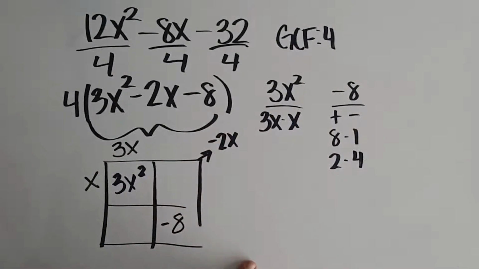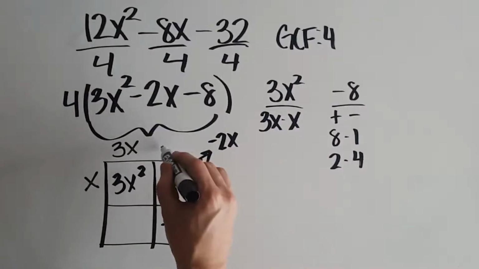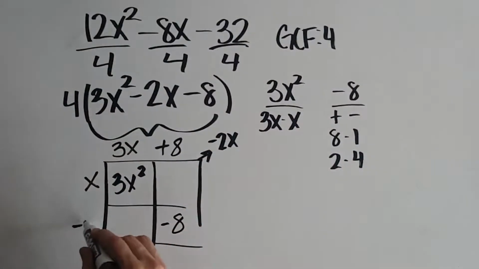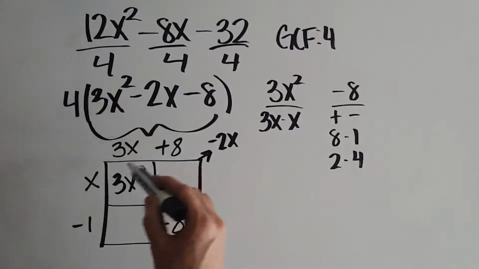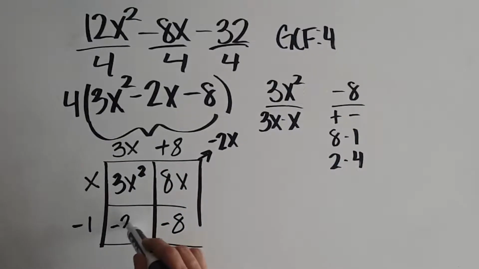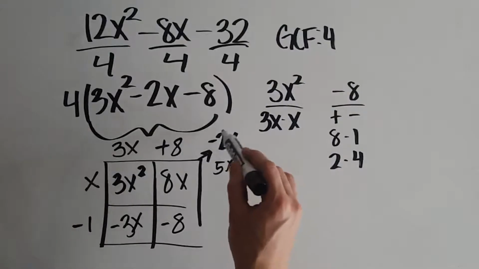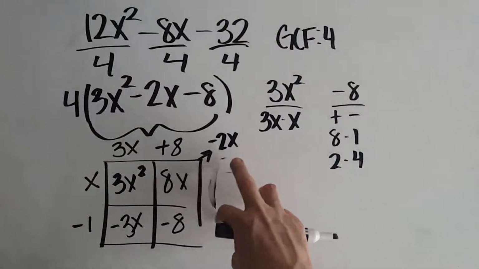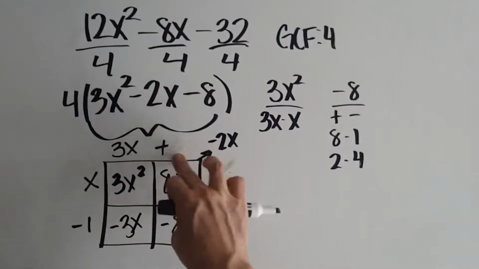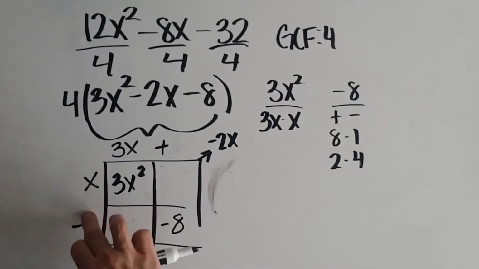So we start by taking a wild stab at it. I'm going to start with 8 and 1. So I'm going to put a positive 8 here and a negative 1 here. Well, when I multiply these, 8 times x is 8x, 3x times negative 1 is negative 3x. That combines to be a 5x, but I wanted a negative 2x, so I know that this isn't right. So I'm going to erase it and switch them and see if that works for me.